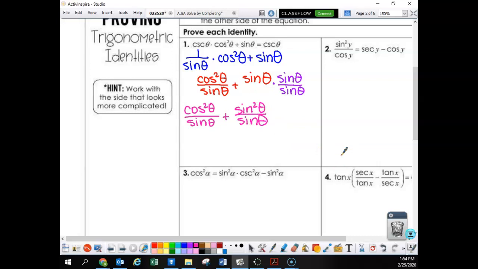And so we have a common denominator, right? So we can combine our numerators. What's cosine squared plus sine squared? So it's going to be 1 over sine theta. And 1 over sine theta is equal to what? Cosecant theta. And so we just proved that that left side is equal to that right side. Make sense? Is there going to be some that are wrong? No, it's always the right answer. We have to prove it.